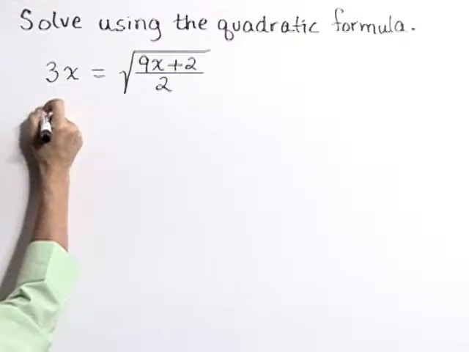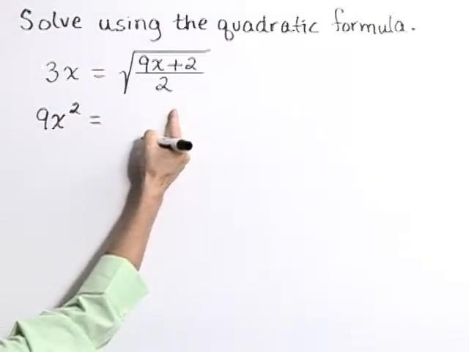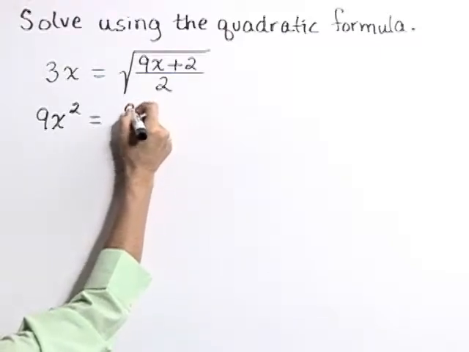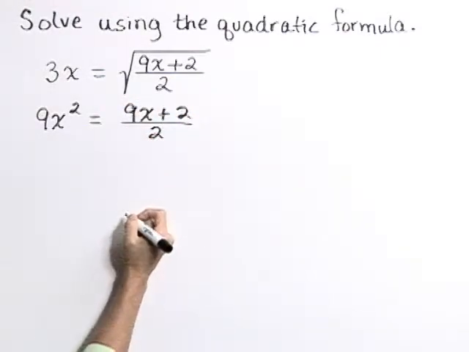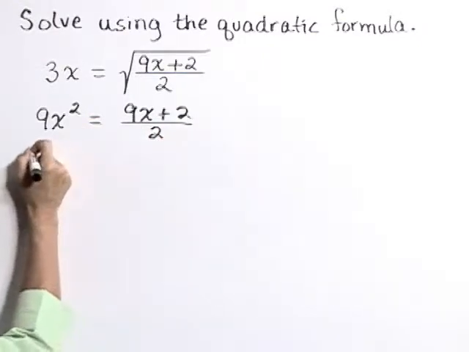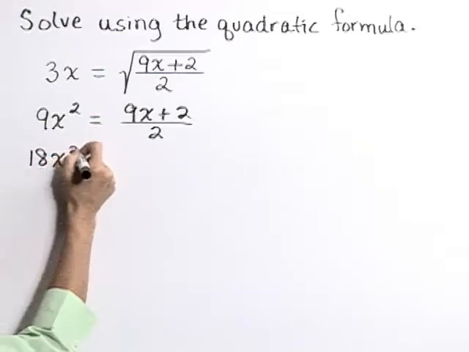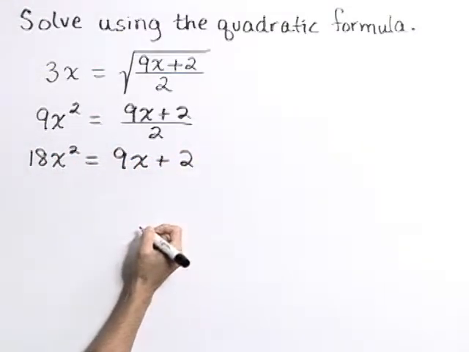Square the left to get 9x squared. Square the right to eliminate the radical, giving (9x plus 2) all over 2. Next, multiply both sides by 2 to get rid of this denominator. That gives 18x squared is equal to 9x plus 2.